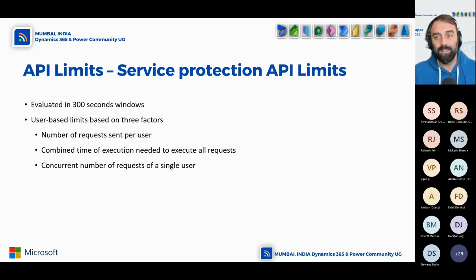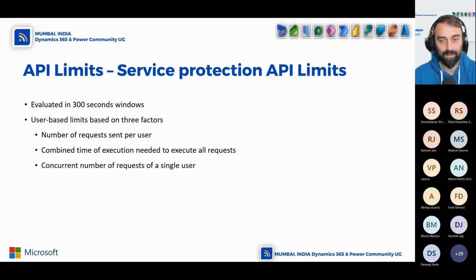So what these limits do is that in a 300 seconds window, which is 5 minutes, there will be user-based limits based on these three factors: number of requests sent per user, the combined time of execution for all the requests, and the concurrent number of requests for a single user. And as I was saying with the throttling feature, a user is also an application ID. So it's a good idea to have different application IDs for different processes.